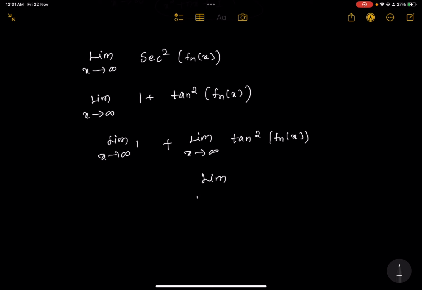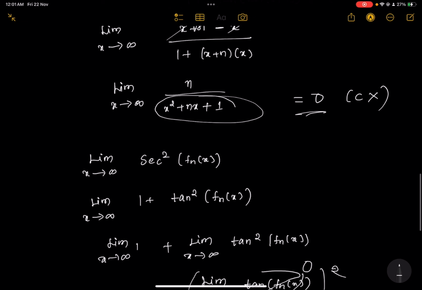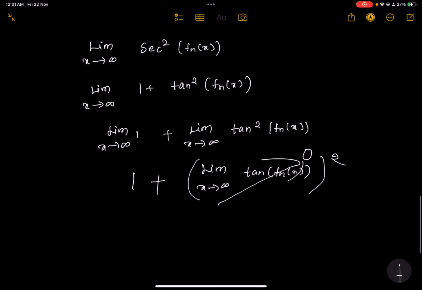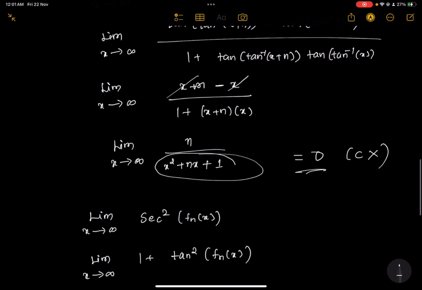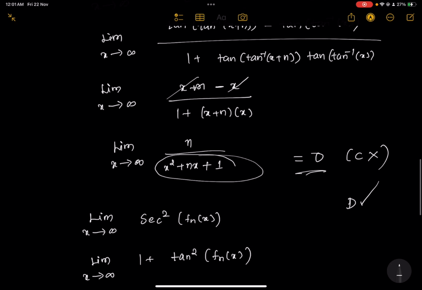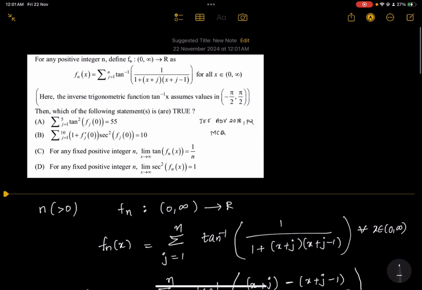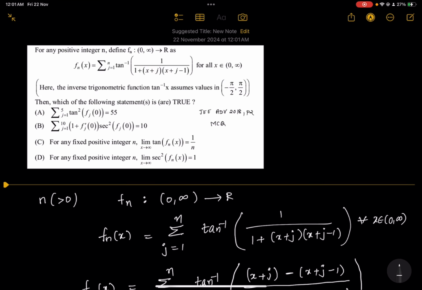So this is same as limit x tends to infinity, tan of fn of x whole square. This term is 0, we already found out here. This is 1, so 1 plus 0 is 1. So option D is correct. So the answer to this question is only option D. So this question proves, again I'm emphasizing, that you have to carefully look at the domains and codomains given in the questions.